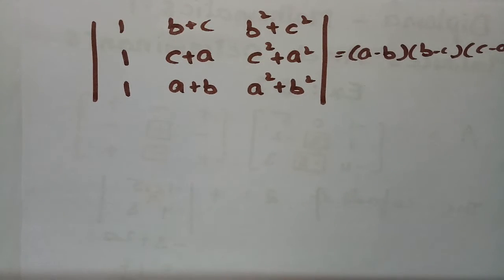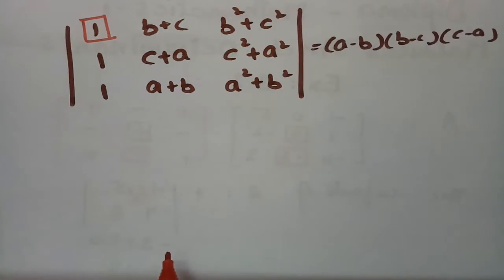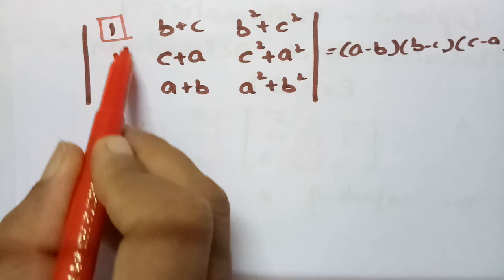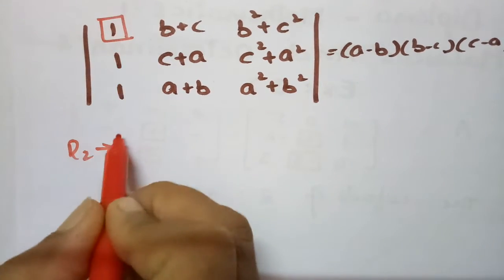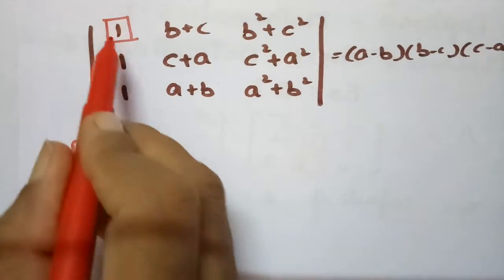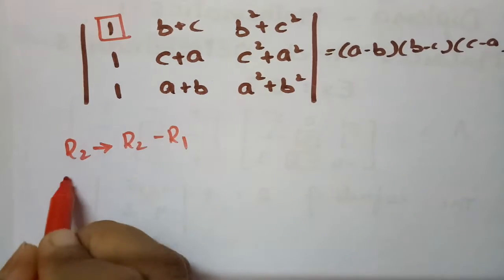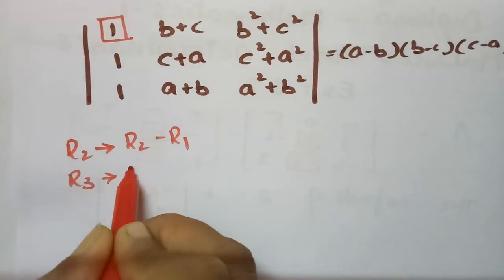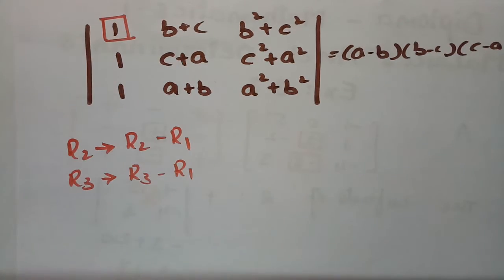Again we have to prove this. See again, there are ones in row 1, row 2 and row 3. I have to select the first element from row 1, and using this I have to make R2 and R3 zero. So row 2, I'm keeping it undisturbed and subtracting R1: R2 minus R1, so that it will become 0. And for R3, again I have to subtract R1: R3 minus R1. So now what happens?